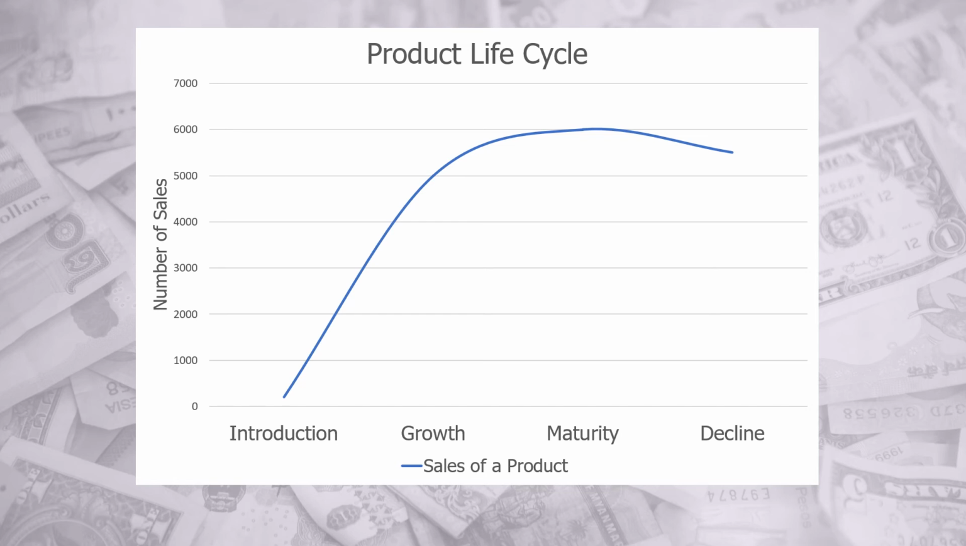Not all products will follow this exactly, but will decline swiftly, and some may grow for longer, or be in maturity for longer before decline. But this gives a rough idea of the product's life cycle and is a well-recognized tool within marketing.